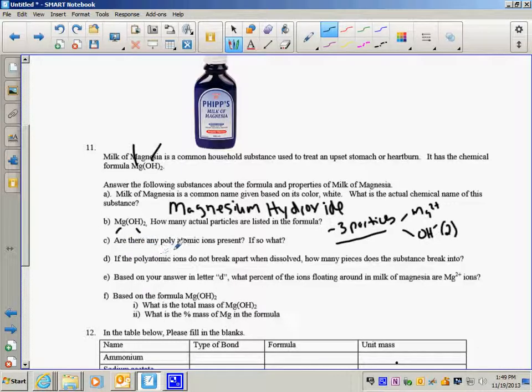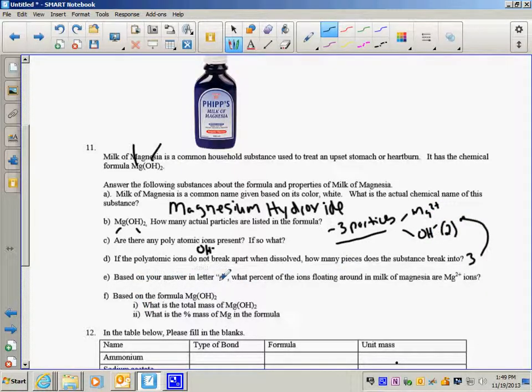Are there any polyatomic ions present? If so, what? Well, we have one of them, and that is an OH negative ion. If the polyatomic ions do not break apart when dissolved, how many pieces does it break into? Well, like I posed here, 3. That's them right there. If this stays together, it breaks into those pieces.